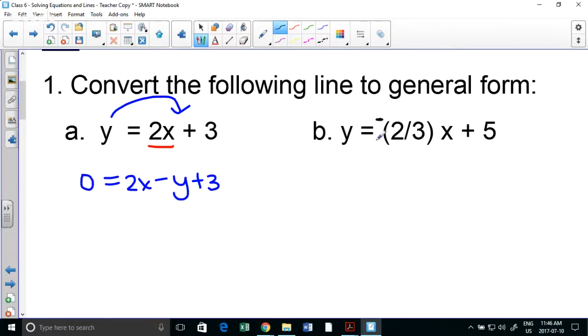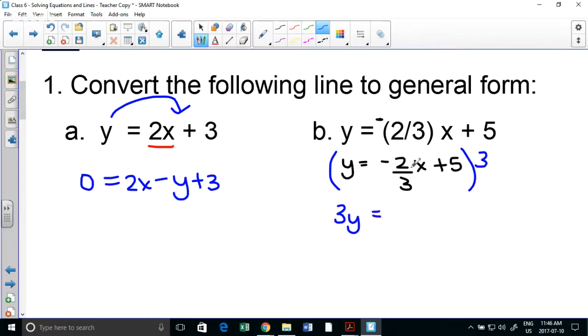For the second one, I'm just going to throw a little negative in there. y equals negative 2 over 3 x plus 5. So the first thing I want to do is take care of this denominator because I can't have it. So what I do is I multiply the entire equation by whatever that denominator is. In this case, it's 3. So 3 multiplies y gives me 3y. Negative 2 times 3 is negative 6, divided by 3 is just negative 2. Or you could just look at it as they cancel out. And then 5 times 3 is 15.